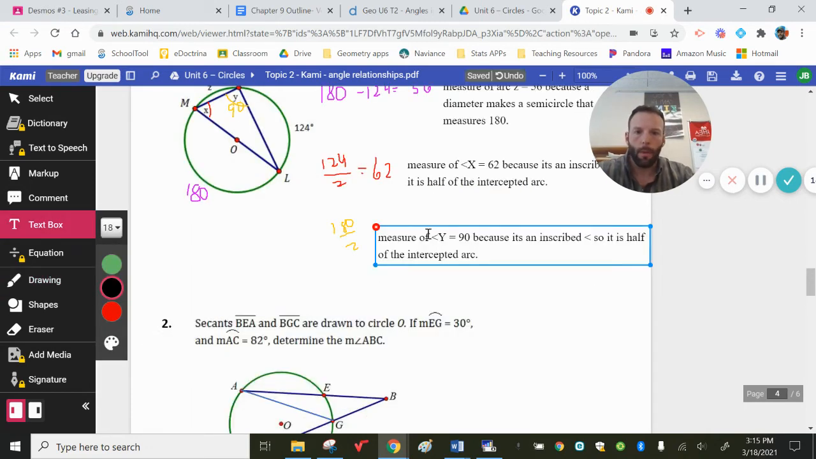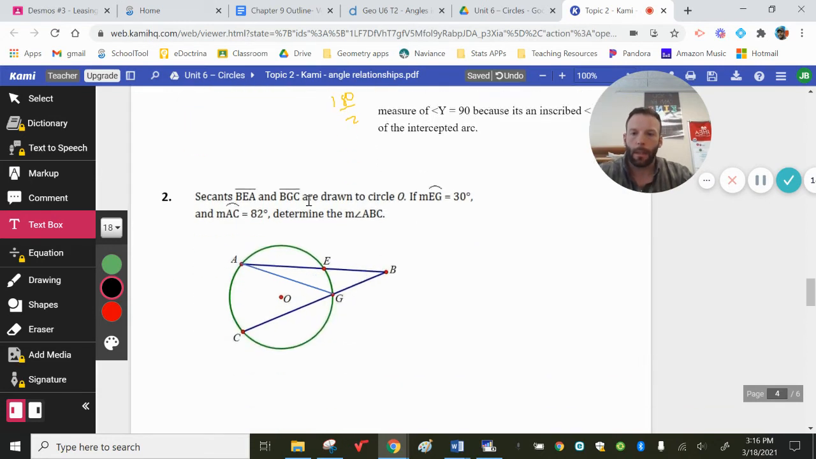So the measure of angle Y is 90 because it's an inscribed angle, so it's half of the intercepted arc. Now you could also describe it as being an inscribed angle within a semicircle. That's another good reason why it would be a 90-degree angle. Okay, so now let's check this one out.